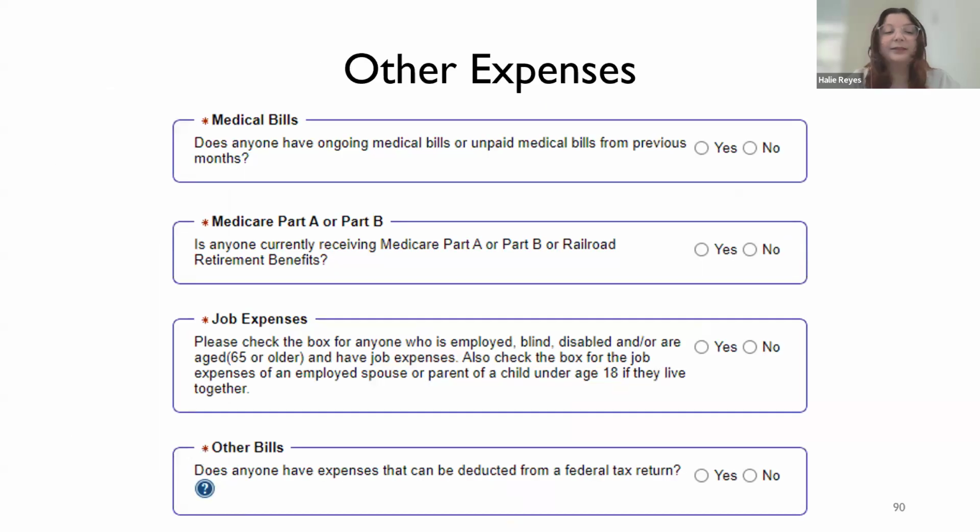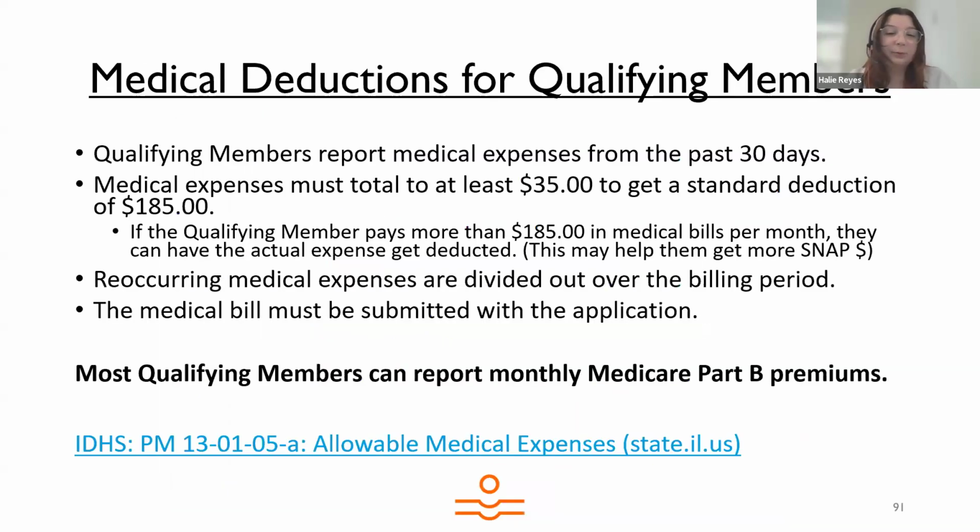Okay, so other expenses that they can claim to get a bigger deduction are if they have any ongoing medical or unpaid medical bills from previous months, if they are receiving Medicare A or B, if they have job expenses, or if they have any other sort of expense that they deduct from their federal tax return. So, medical deductions for qualifying members. Qualifying members can report medical expenses from the previous 30 days. These medical expenses must total at least $35 in order to get the standard deduction of $185.